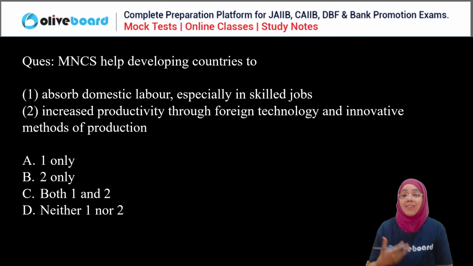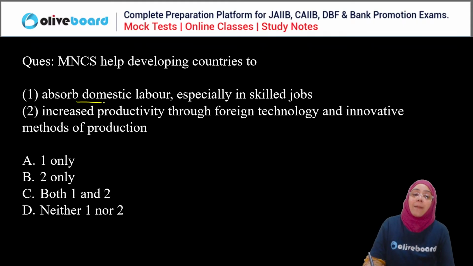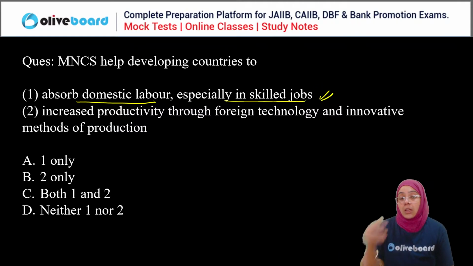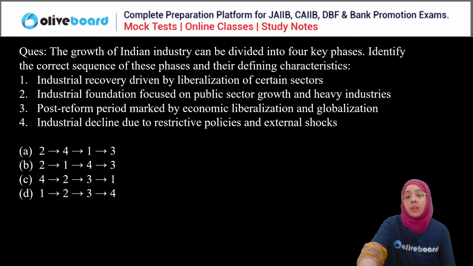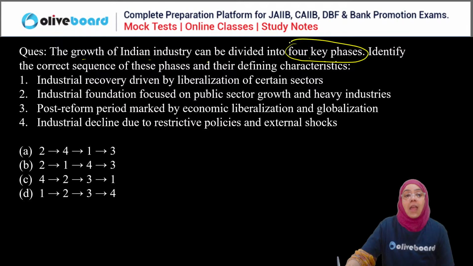First of all, MNCs help developing countries to absorb domestic labor, especially in skilled jobs. Right. Correct. It helped to increase productivity through foreign technology. So the correct answer is 1 and 2 both. C is the correct answer. True. Next question. The growth of Indian industry can be divided into four phases. Identify the correct sequence of these phases and their defining characteristics.